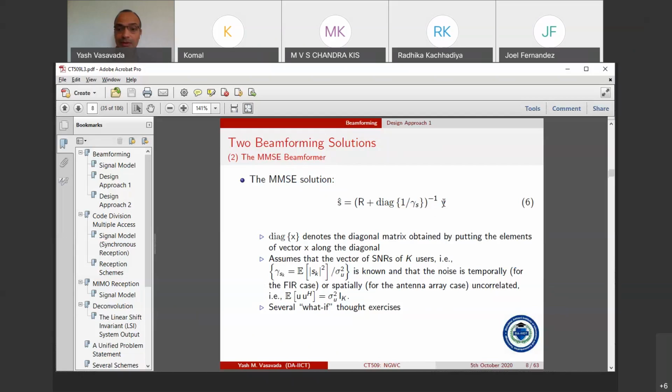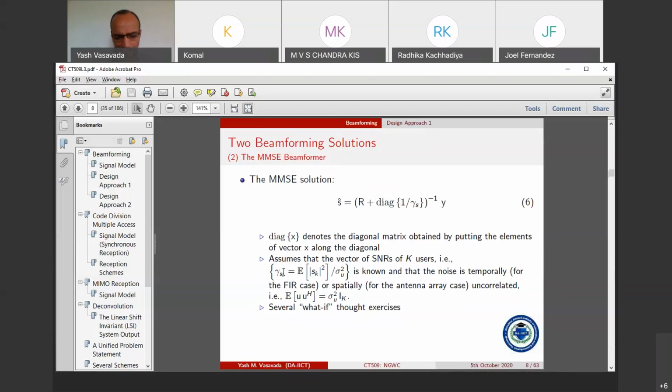Right? Because if I ignore R, then inverse of diag of 1 over gamma S is going to be just diag of gamma S. And so I'm going to take the individual SNR values, and I'm going to multiply the corresponding element of Y with the SNR corresponding to that element of Y.